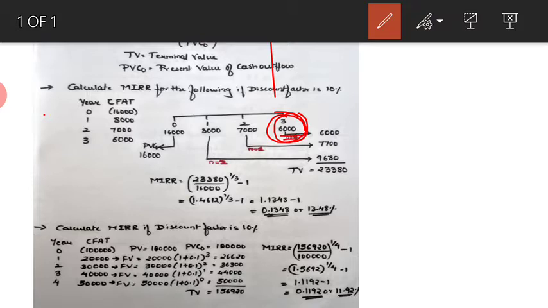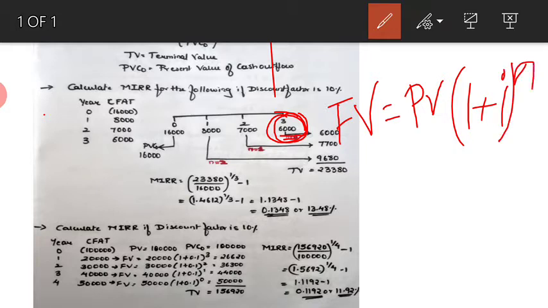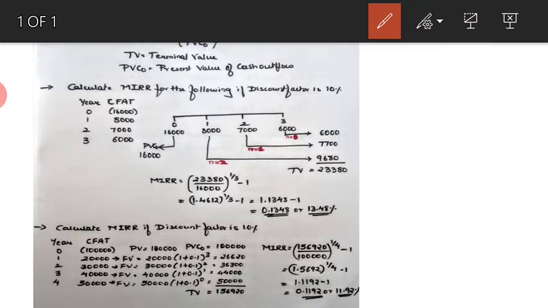If you remember the formula of future value of a lump sum, future value is equal to present value into (1 plus i) raised to n. So here present value is 6,000, 1 plus i is 1 plus 10%, and raised to n, which would be 0 in this case because this is the value at the end of the third year itself. Whereas for the 7,000, n would be 1 because we are moving 1 year ahead, and for the 8,000 we are moving 2 years ahead, so n would be 2.